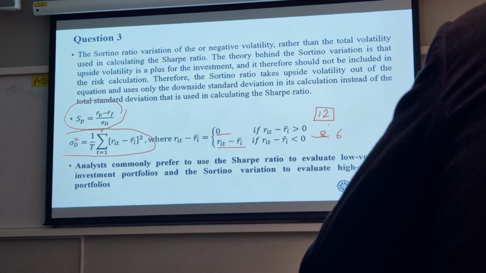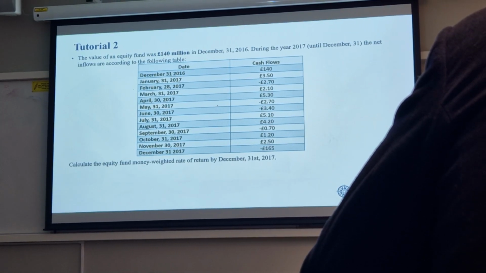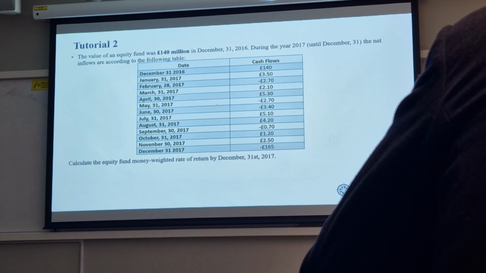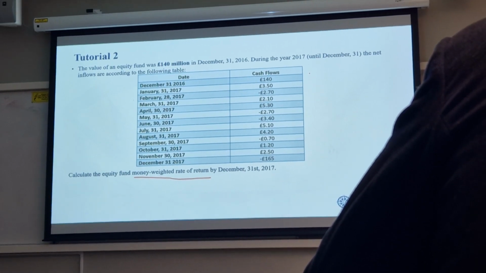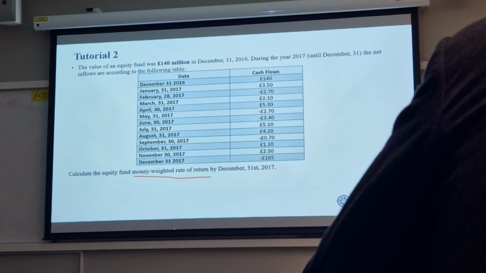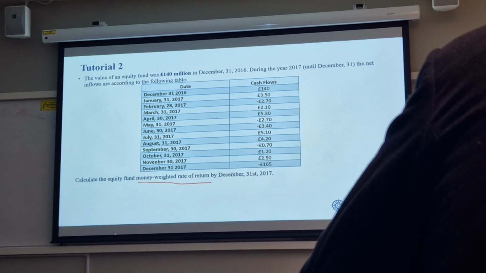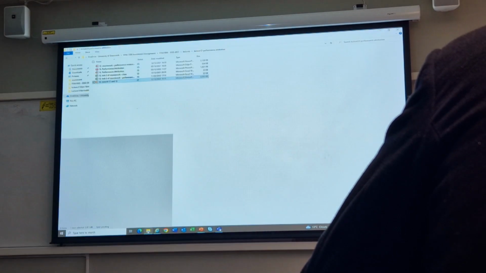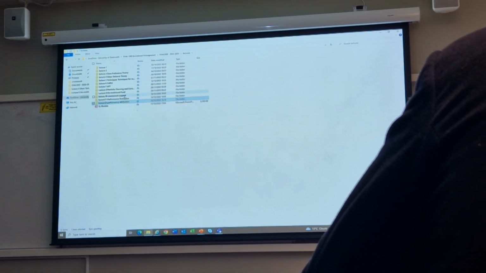Okay, so this is the Sortino ratio. Another question is about money-weighted return. We need to calculate the money-weighted return. We have a table showing the cash inflows and outflows on different dates, and then we calculate the money-weighted return. It happened to be a 1 year period. For answering this kind of question, we can simply use the spreadsheet.